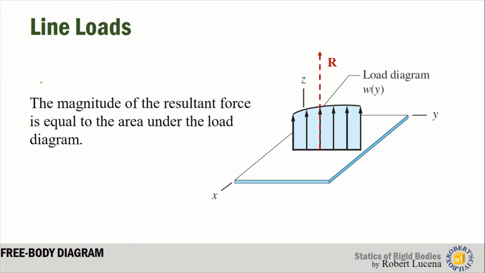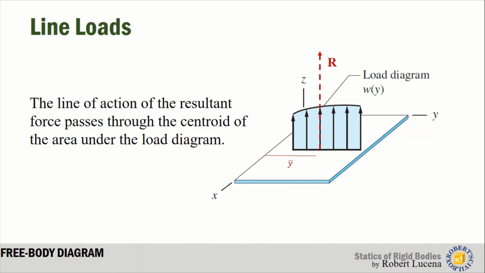Okay? So here's the summary. The magnitude of the resultant force is equal to the area of the load diagram, and the line of action of the resultant force passes through the centroid of the area under the load diagram. But as you can see, the load diagram is acting perpendicular to Z in this case only. That means there is no X component for the resultant force. So it is only important for us to get the value of Y bar, but not the value of Z bar.